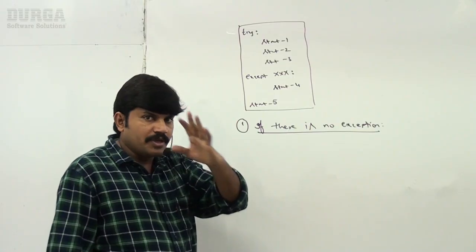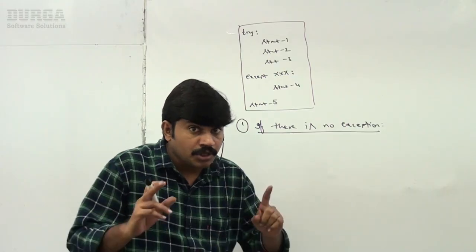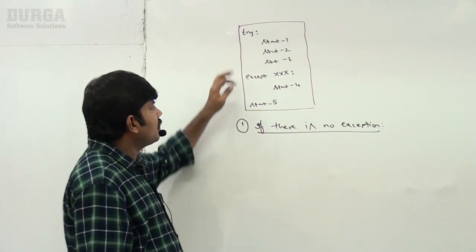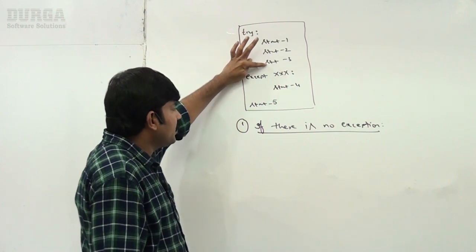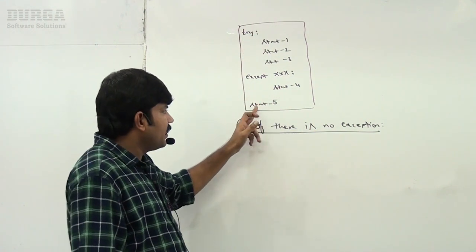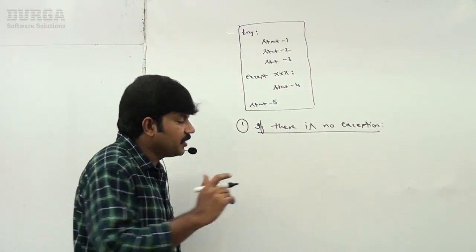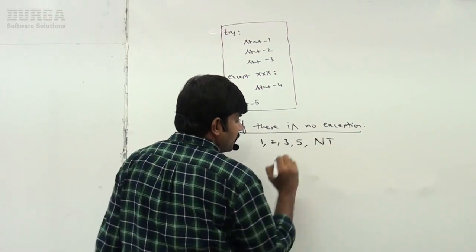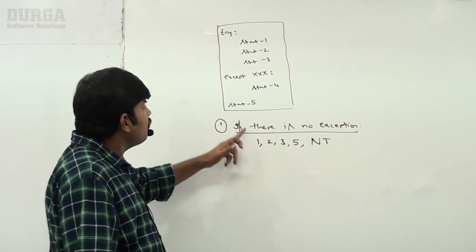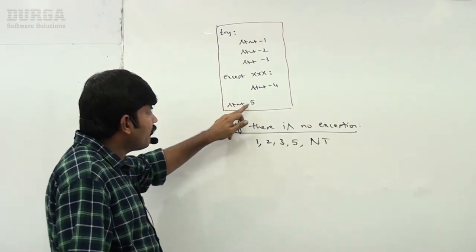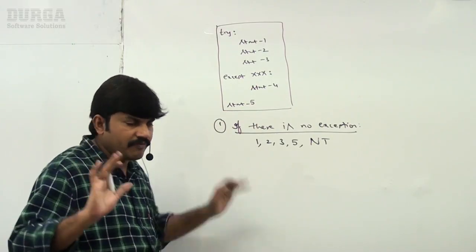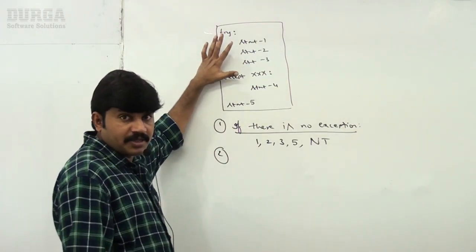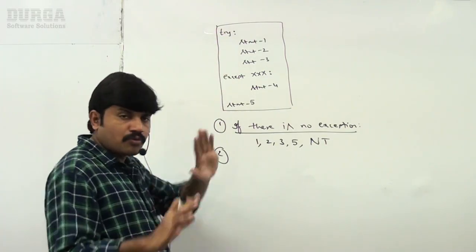If there is no exception, the except block won't be executed, because the except block executes only if an exception is raised. If there is no exception, then automatically 1, 2, 3 and then 5, normal termination. Remember this: 1, 2, 3, 5, normal termination. Because there is no exception, it is simple, sir. 1, 2, 3 will be executed and then 5 will be executed, normal termination. So up to this, no further explanation is required. There is no exception, so the except block won't be executed.